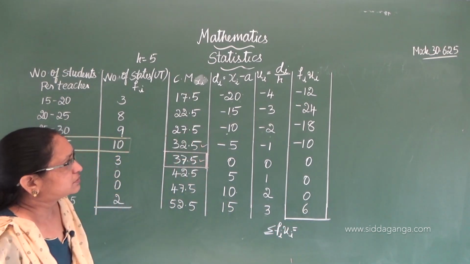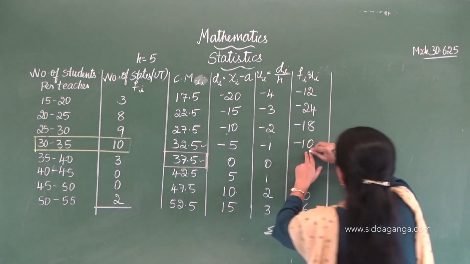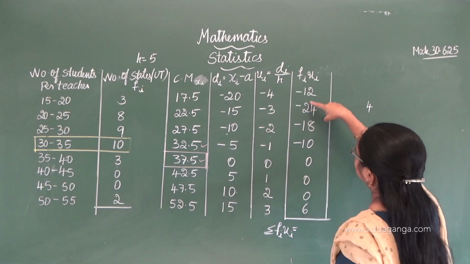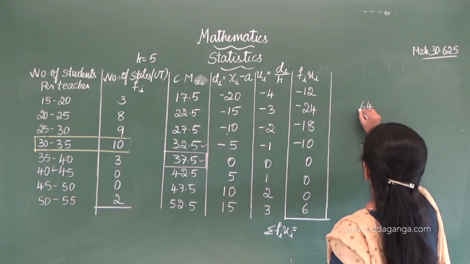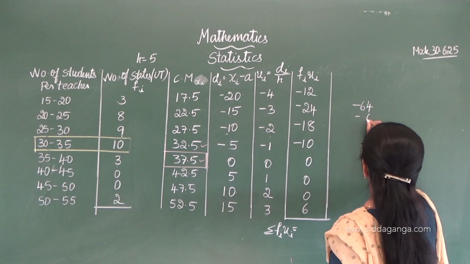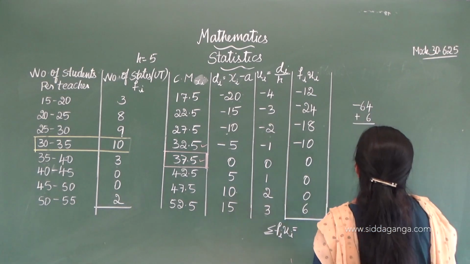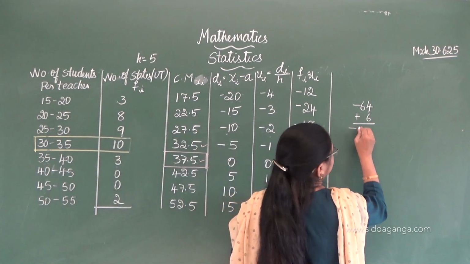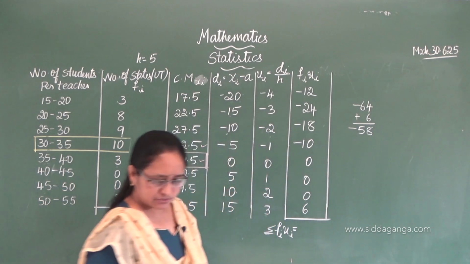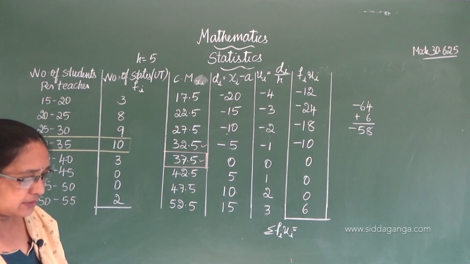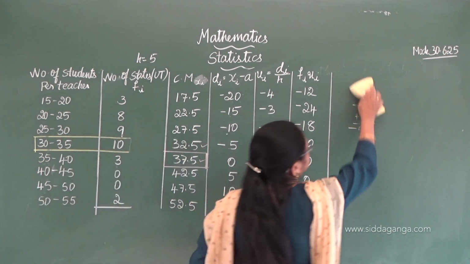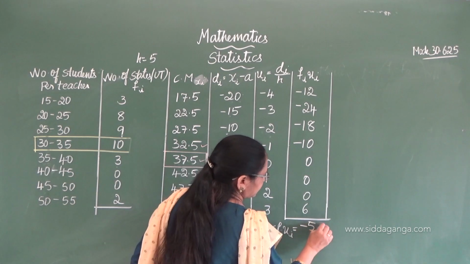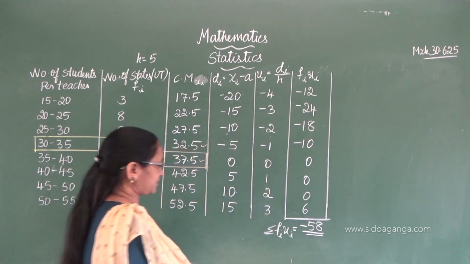Now we will find out the total. The negative terms: minus 64, and plus 6. So minus 64 plus 6, so minus 58. So sigma fi ui will be minus 58. So I'll write here minus 58. So this is sigma fi ui.